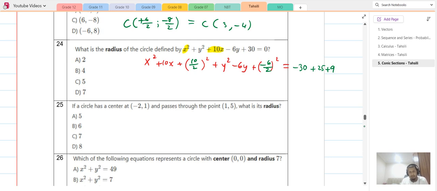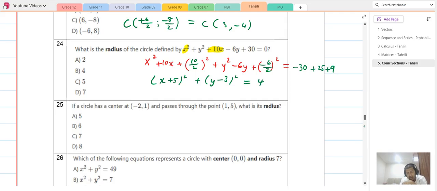Now, I hope this works out. Let's see. We took the 30 over. We are adding 9 and we are adding 25, right? So now this one here is a perfect square. So you take, what's the value of 10 divided by 2? That's 5, plus y squared minus 6 divided by 2 is -3, right? And thus equals 4.